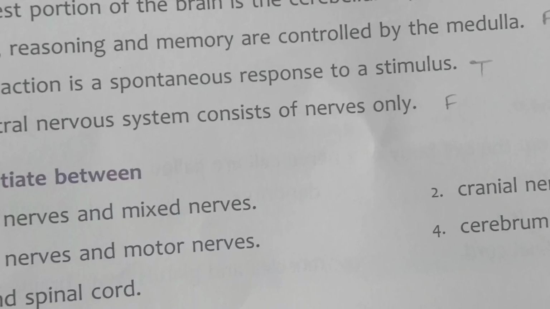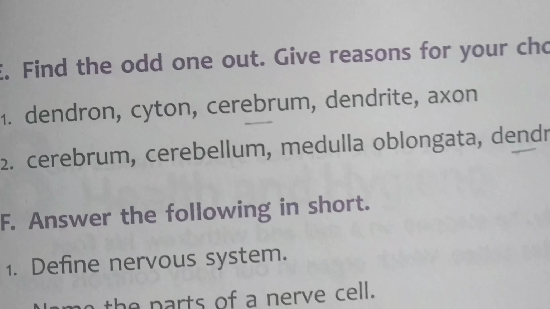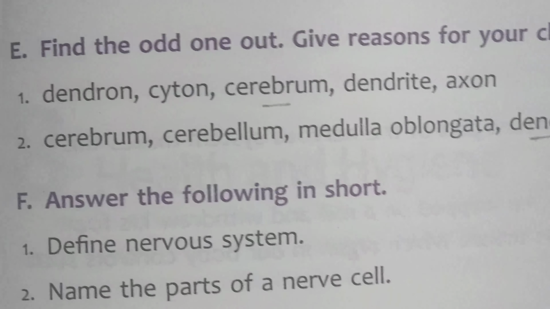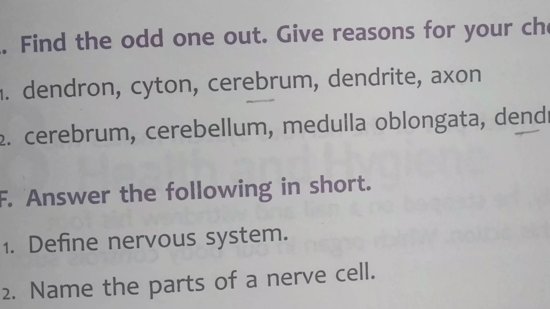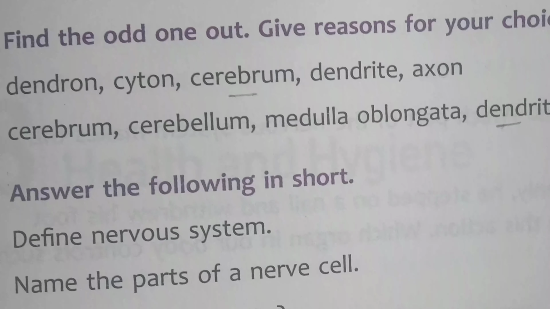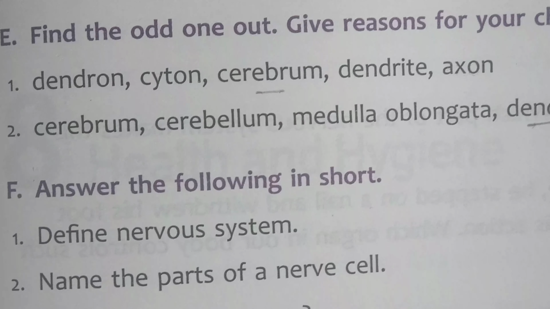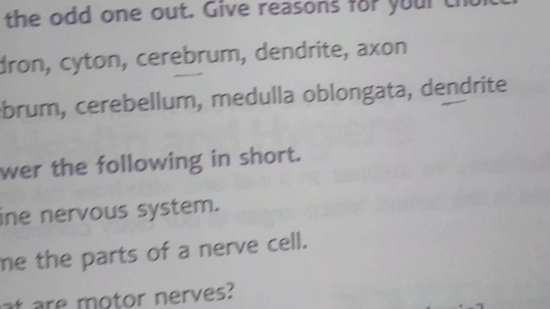Now, differentiate between the terms. So, you will learn from the book. Next, find the odd one out. Dendrons, cyton, cerebrum, dendrite, axon. Here cerebrum is a part of the brain and the others are parts of the nerve cell. So, the cerebrum is different from the others.